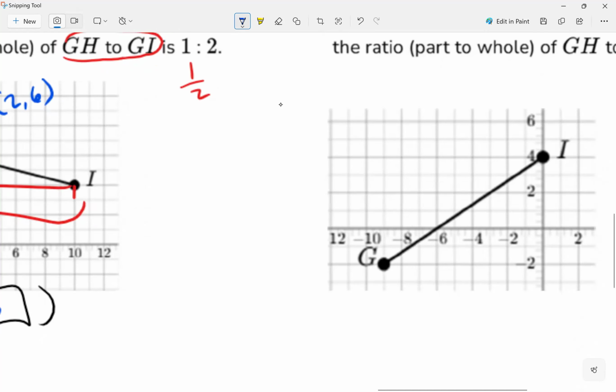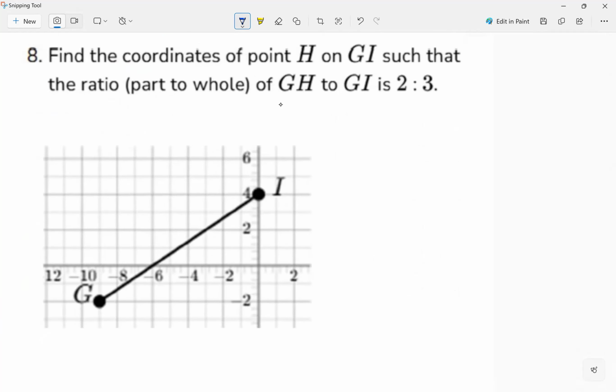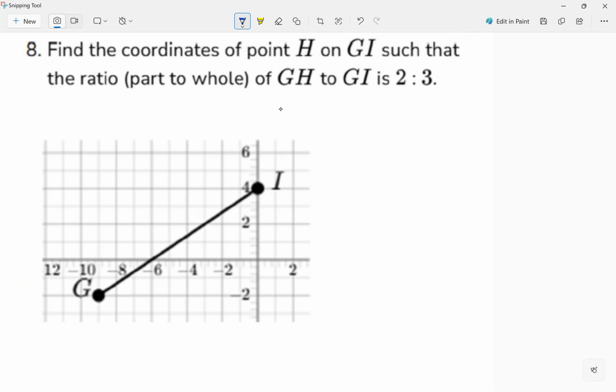Good. Let's take a look at here. Find the coordinates of point H on GI such that the ratio from GH to GI is 2 to 3. So I'm thinking of this as 2/3 from G to I. Okay, so let me break this into 3 parts, and I need 2 of those 3 parts. So how many squares are here? Let's see, 1, 2, 3, 4, 5, 6.